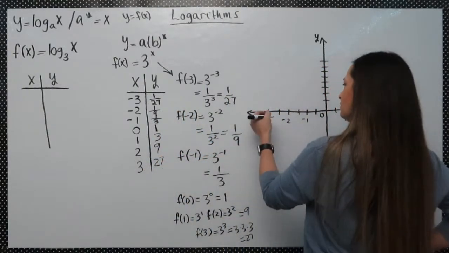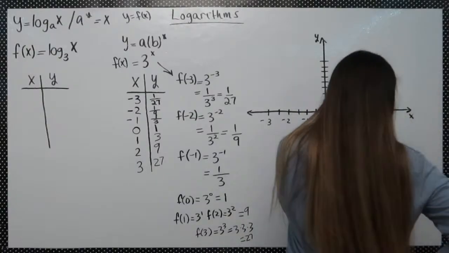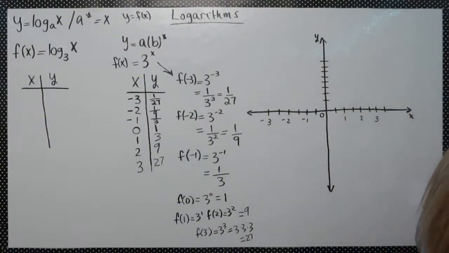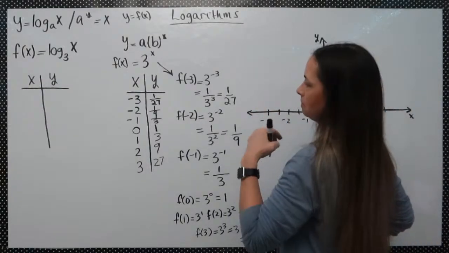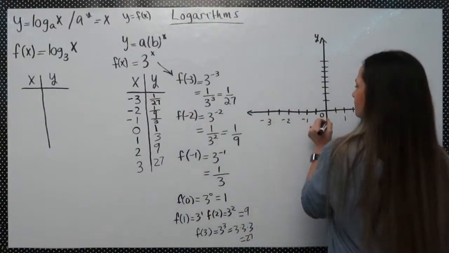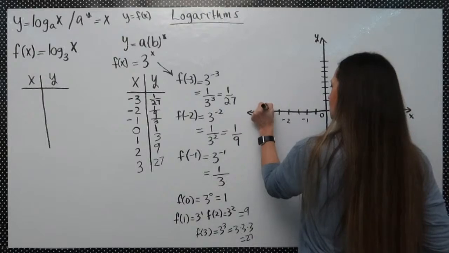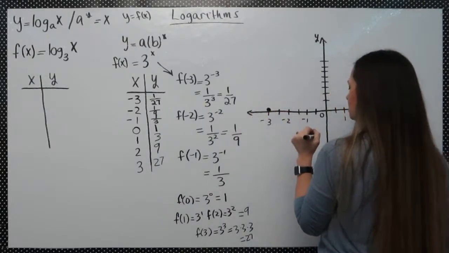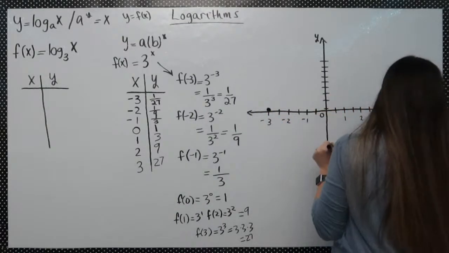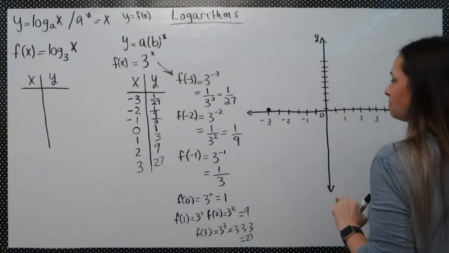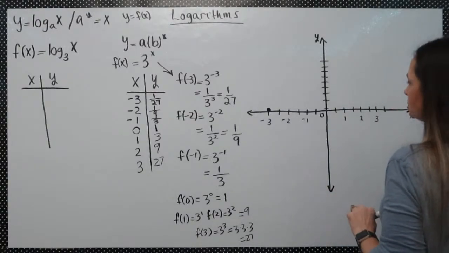All right, so -3, we've got 1/27. That's a really small number. That is very close, 1 divided by 27, 0.037. So I'm just going to put it right above. I'll make it big, a little tick mark in there. That's a really tiny number. And then -2 is 1/9.